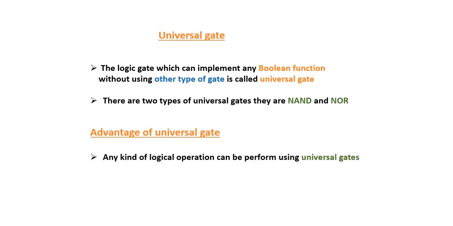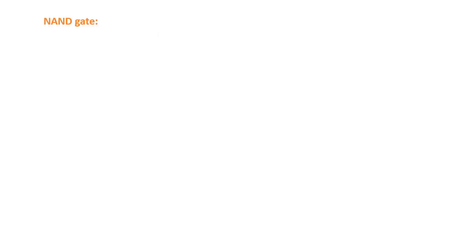The main advantage of using universal gates is that any kind of logical operation like Boolean multiplication, Boolean addition and Boolean inversion can be performed using universal gates only. And also it is easier and economical to fabricate NAND and NOR gates. So in practical life, in different kinds of ICs, we use NAND and NOR gates instead of our basic gates. Now we will begin our universal gates. We will study the NAND gate, and in a later video we will describe the NOR gate.